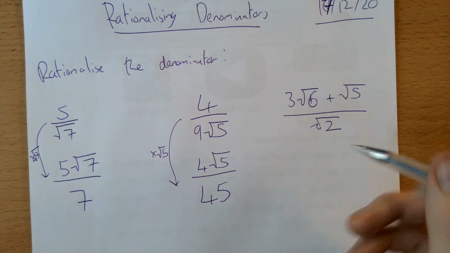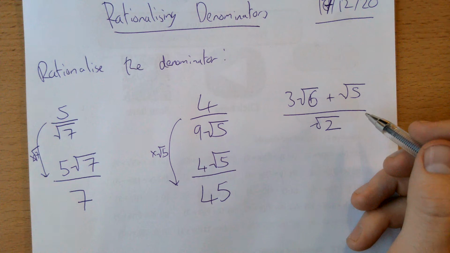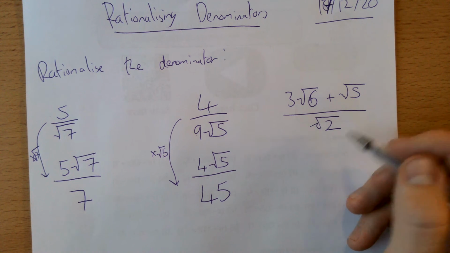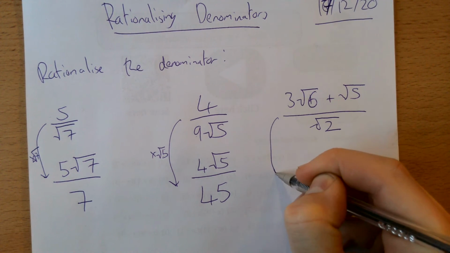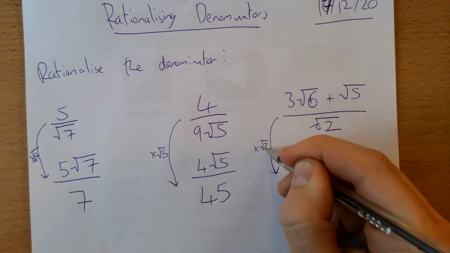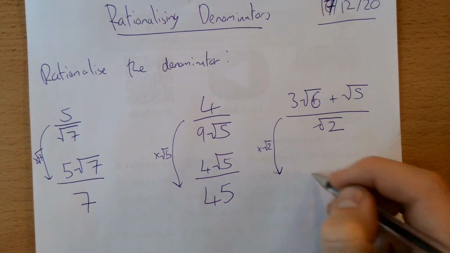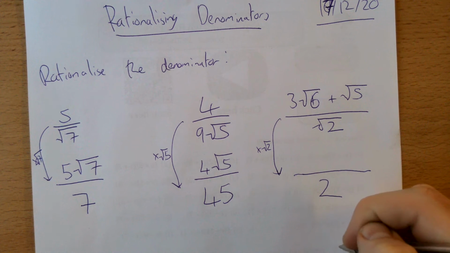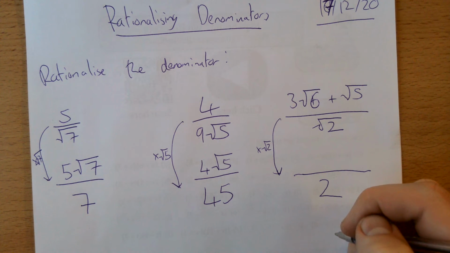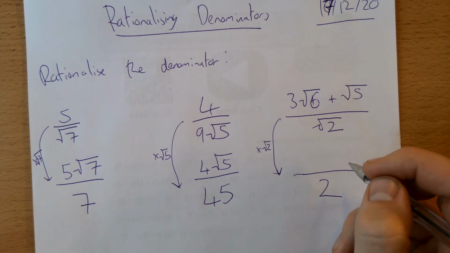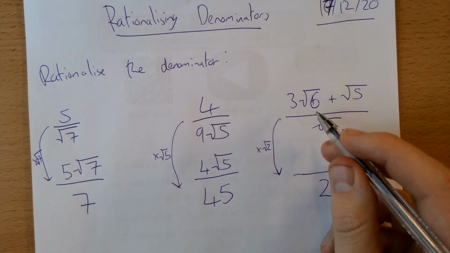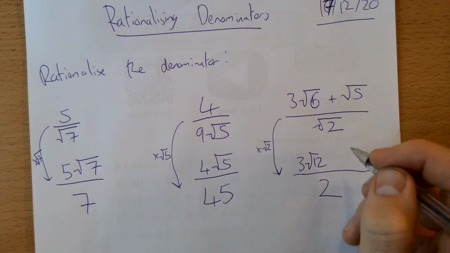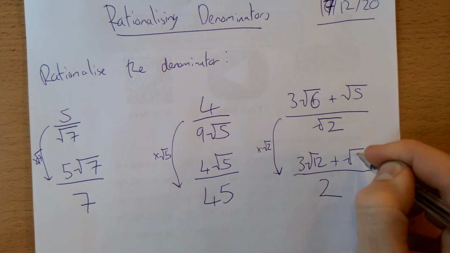One more normal rationalising denominator then. I've got 3 root 6 plus root 5 over root 2. Well, I don't want that root 2 on the bottom, so I'm going to times the top and the bottom by root 2. That means the bottom is just going to become root 2 times root 2, which is 2. I need to multiply the top by root 2 though as well. I need to times the whole thing by root 2. Well, 3 root 6 times root 2 is 3 root 12. And root 5 times root 2 is root 10.